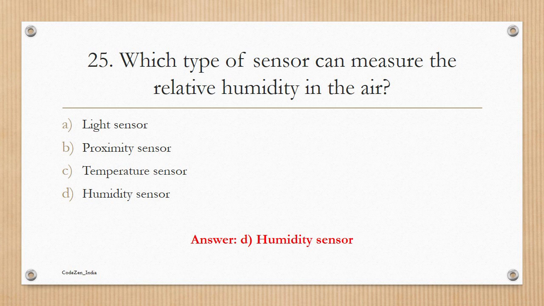25. Which type of sensor can measure the relative humidity in the air? A. Light sensor. B. Proximity sensor. C. Temperature sensor. D. Humidity sensor. Answer: D. Humidity sensor.